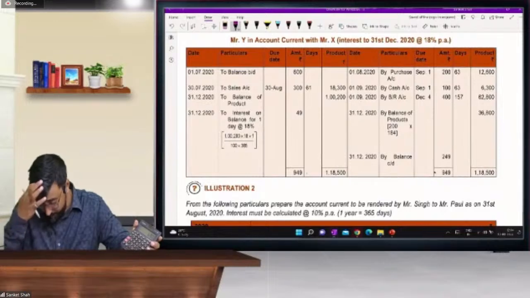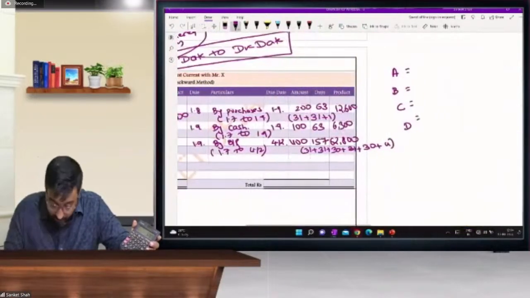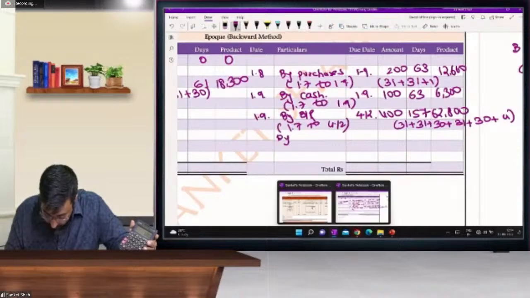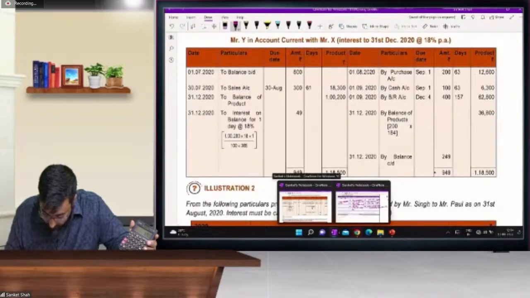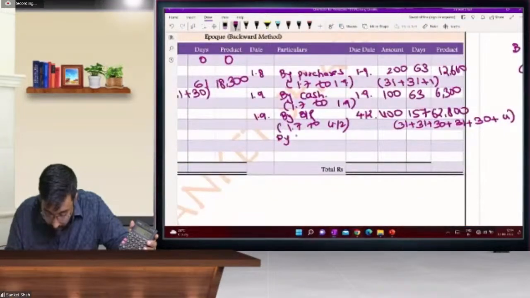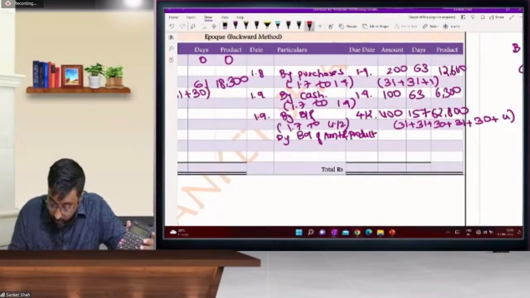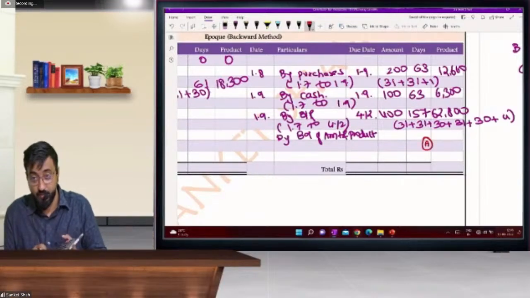But how? Now this is the first presentation, number A, by balance of amount and product. Okay, now this is very important, number A. Number A is very difficult in this question.